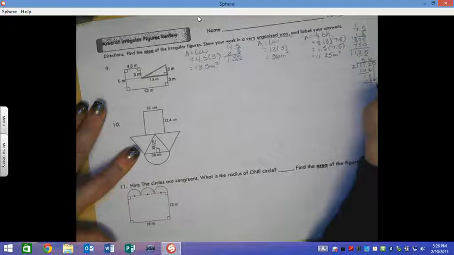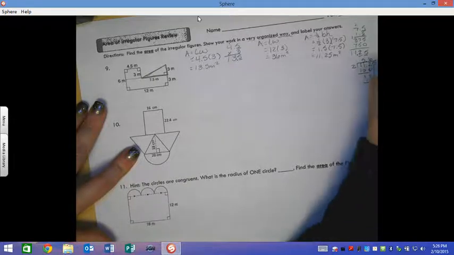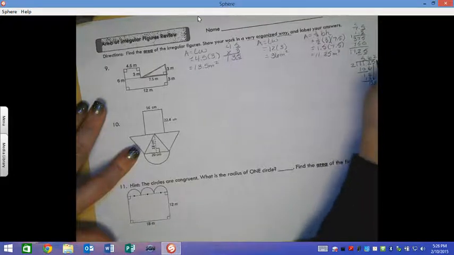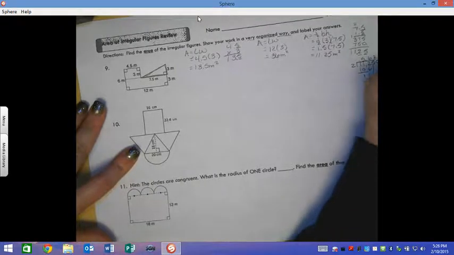Subtract and bring down my 5. 2 goes into 5 2 times, which is 4. Okay, I've got to add a 0 because I'm not quite done. So now this is 5.